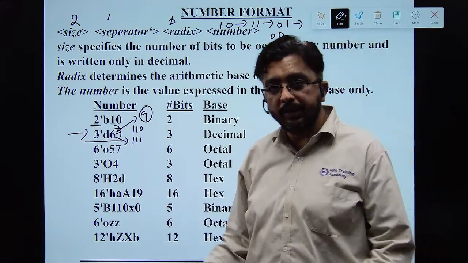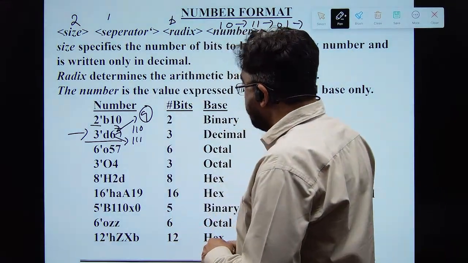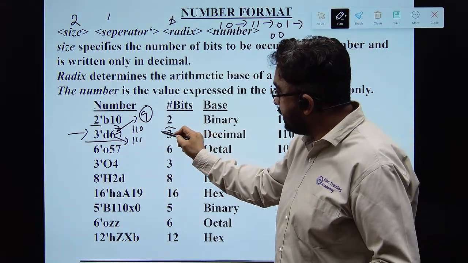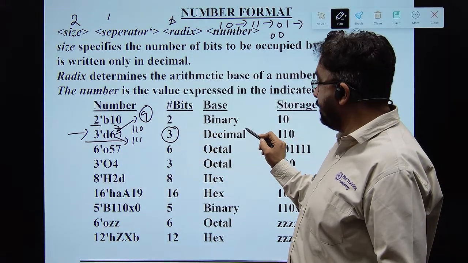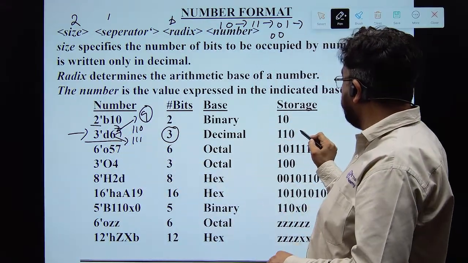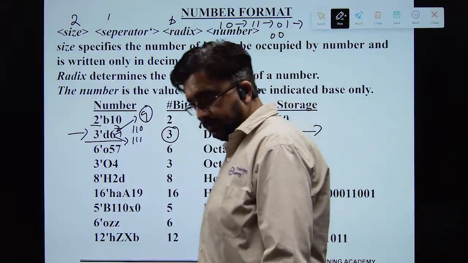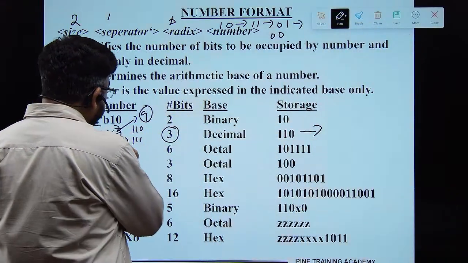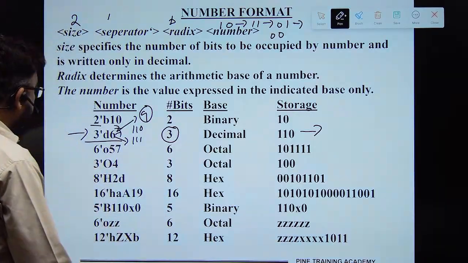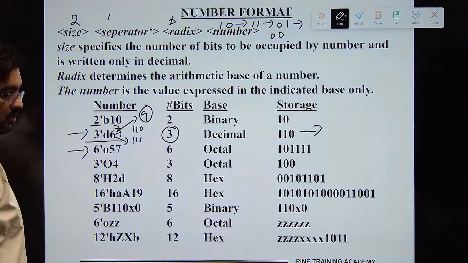Definitely there will be some warning or error message. Okay, so this is basically 3'd6, which means the bit size is 3. And what is this radix? Radix is basically decimal, and storage is 110. So basically you are representing 6 internally in binary terms.